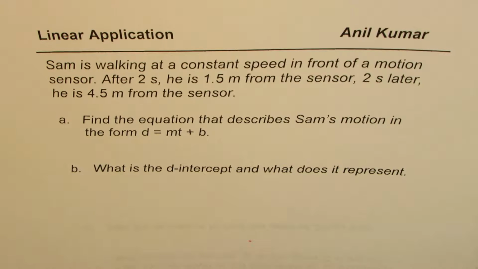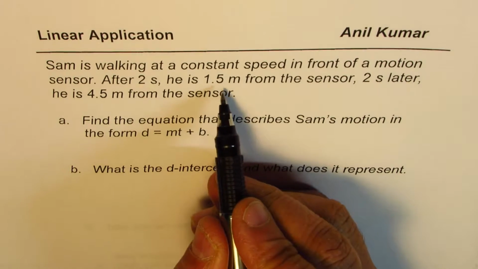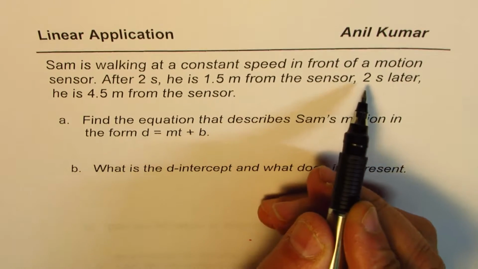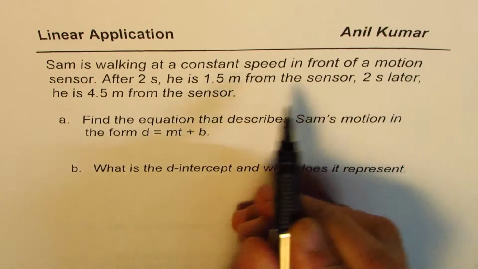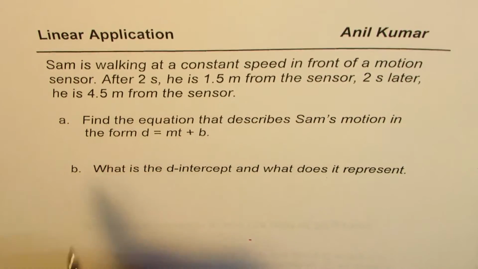Sam is walking at a constant speed in front of a motion sensor. After 2 seconds, he is 1.5 meters from the sensor. 2 seconds later, he is 4.5 meters from the sensor. Now, based on this, there are two questions for you.